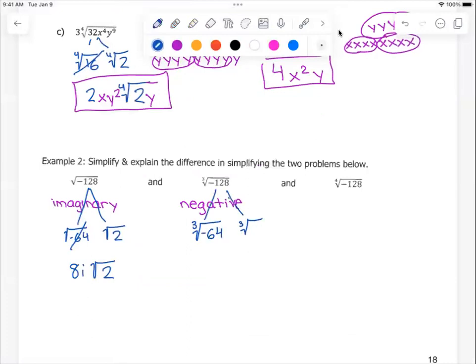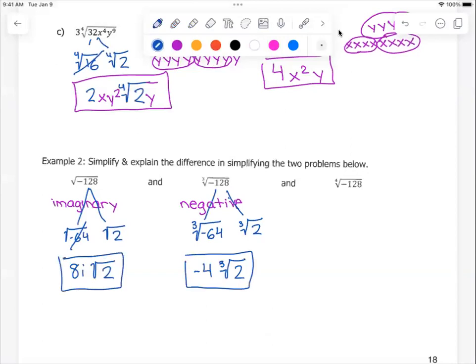But since we're doing the cube root of negative 64, it's negative 4. Don't think square root of 64 is 8. We're doing the cube root, which is 4, negative 4. And then we still have that 2 inside. So two very different answers. You should be able to do both of these.